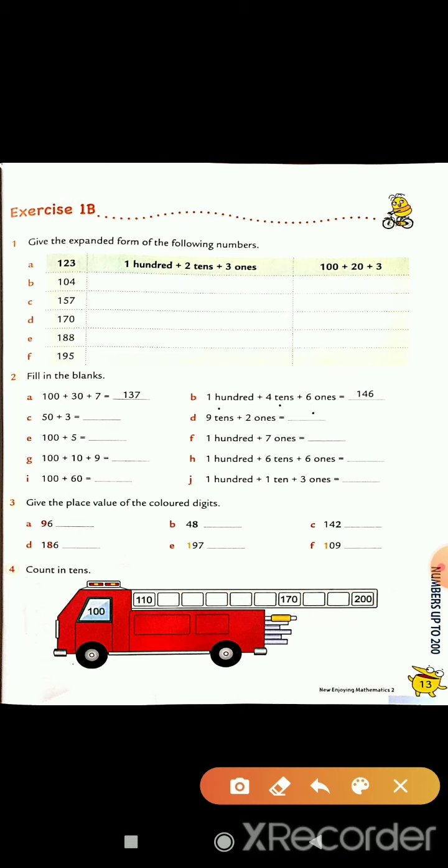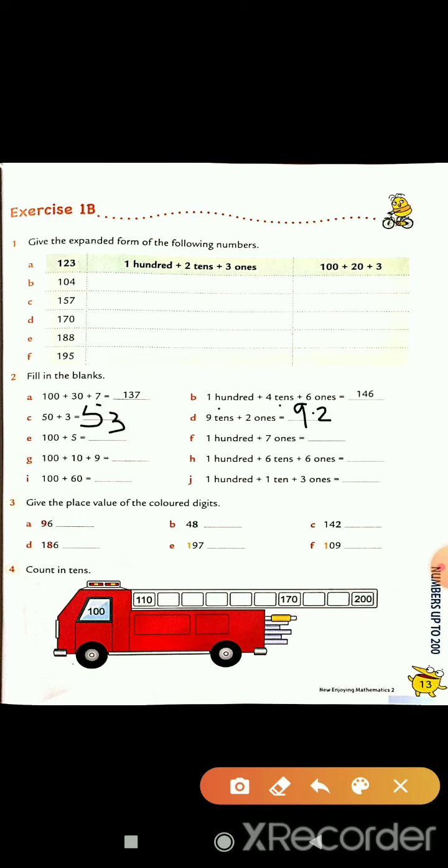Next, 50 plus 3. 50 means at the place of tens we have to write 5, and at the place of ones we have to write 3. So our number is 53. Next, 9 tens and 2 ones. At the place of tens we have to write 9, and at the place of ones we have to write 2. So our number is 92.